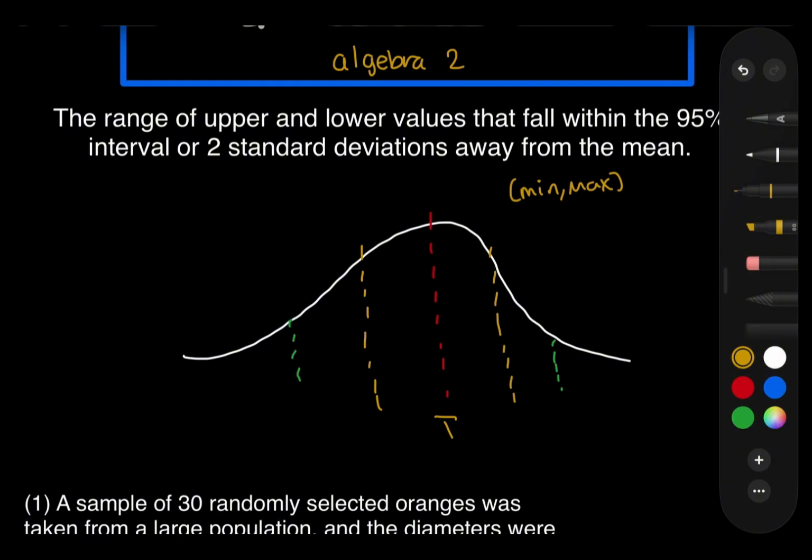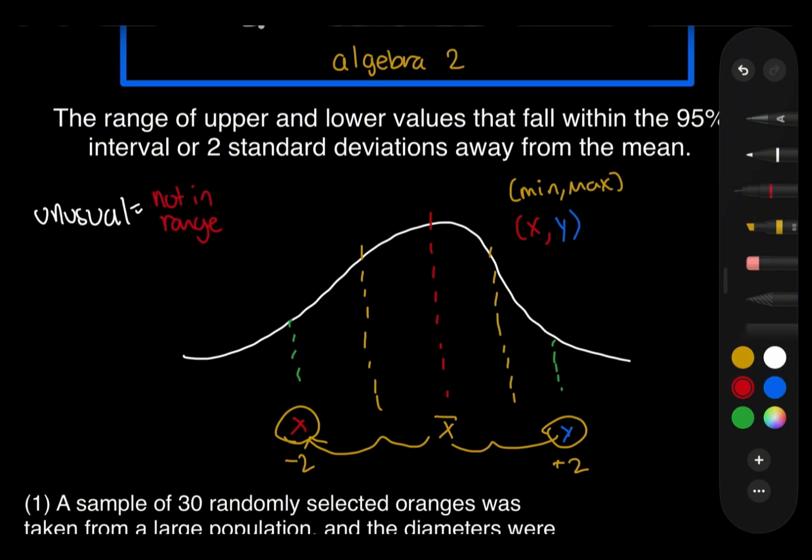So if this is our mean here, it's asking what goes here and what goes here, because this is 2 standard deviations, meaning -2, and this is also 2 standard deviations, plus 2. So it's asking for here and for here. So x and y. Now, if it doesn't fall within this interval, it's going to be unusual, but it's going to be normal if it does fall in the range.